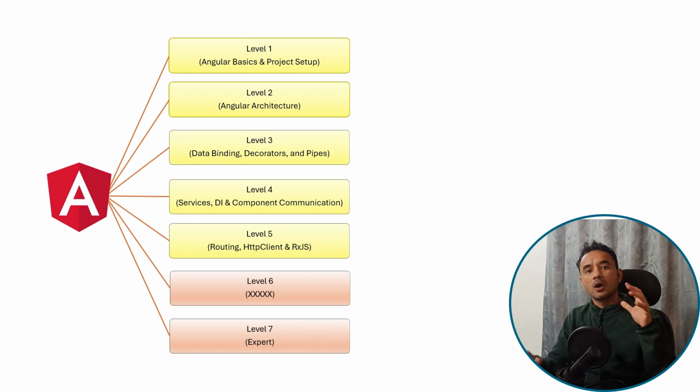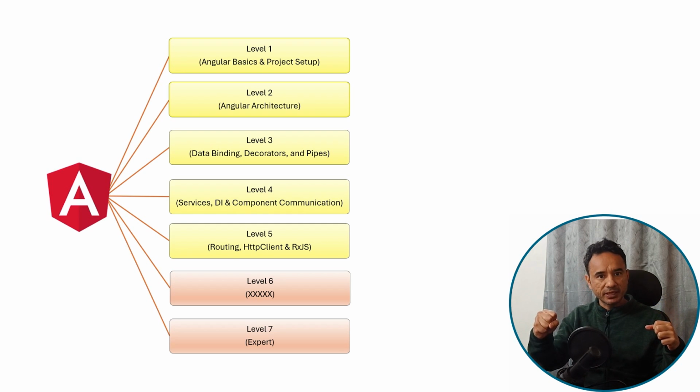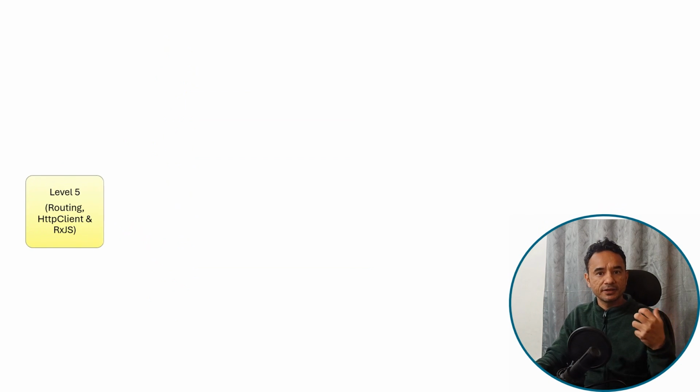Okay, now from here you will make your application more efficient and more accessible. You have created the application up to level 4, but now your application will be more efficient and accessible. Okay, for that yes, we need the concepts routing, HttpClient and RxJS.